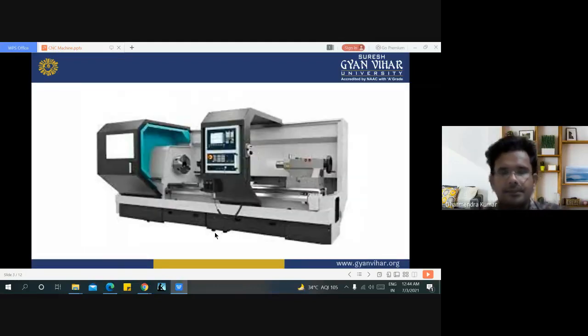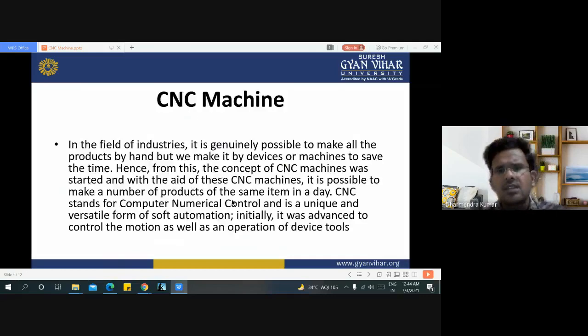This is the diagram of a CNC machine, which consists of a chuck, spindle, gears, motors, head stock, tail stock, and a segment consisting of various sensors and transducers, with which we can program various machining processes which we can perform on the CNC machine. CNC stands for computer numeric control machine.